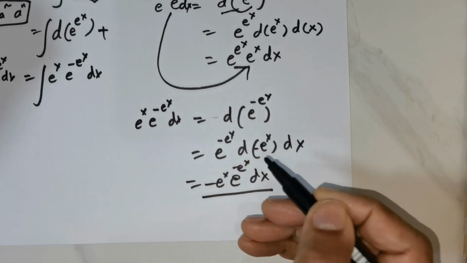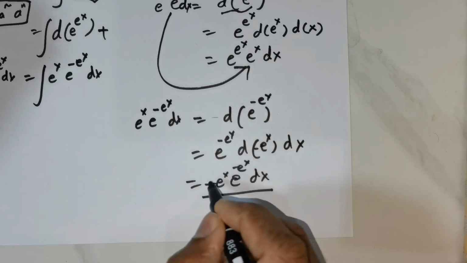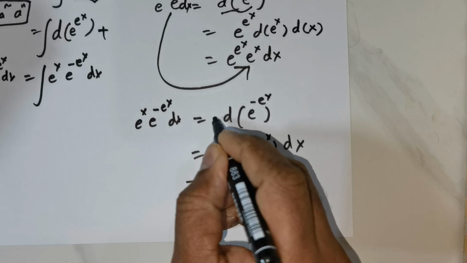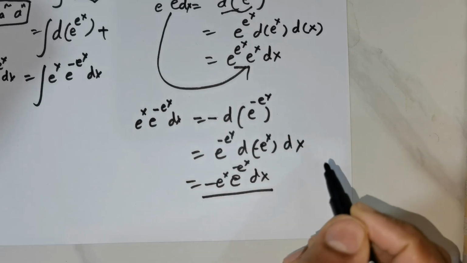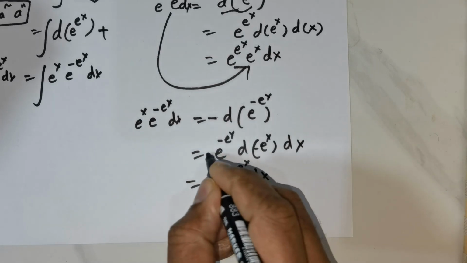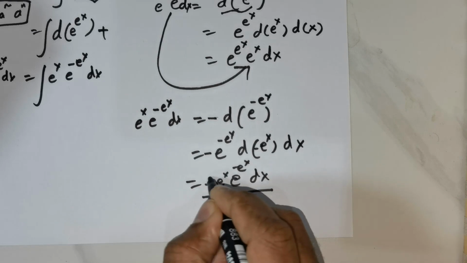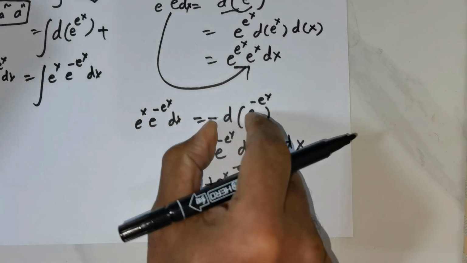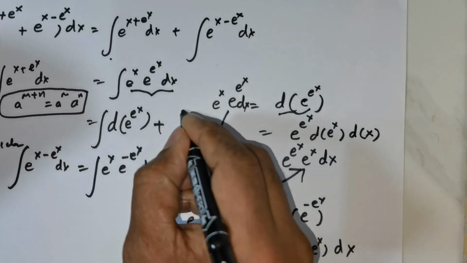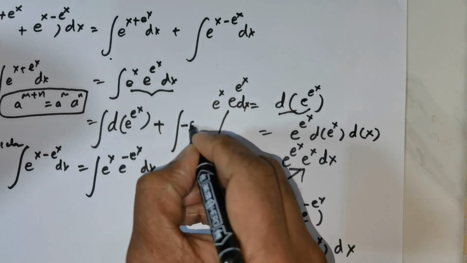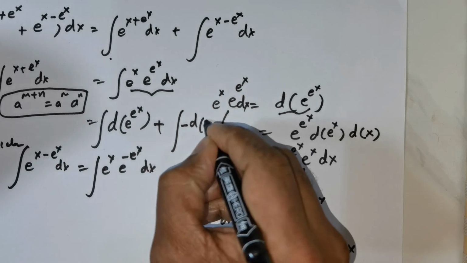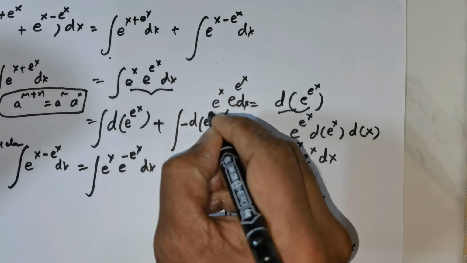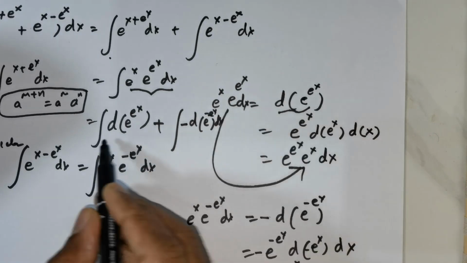So what I'm going to do is I'm going to place a negative sign outside. So let me place a negative sign outside. So that would mean a negative sign will follow. That will mean I will have a positive sign over there. So in place of this, I'm going to replace this. So this is going to be integral negative d of e raised to the power of negative e raised to the power of x. This is what we have got.